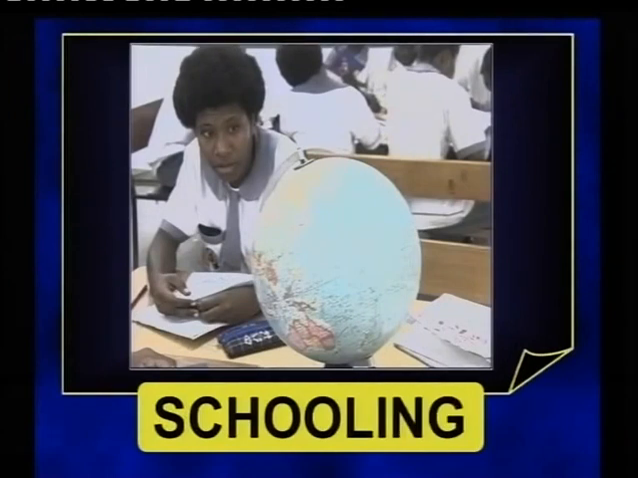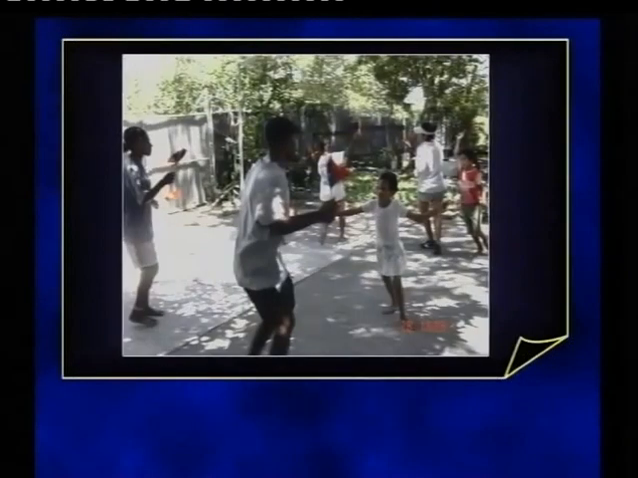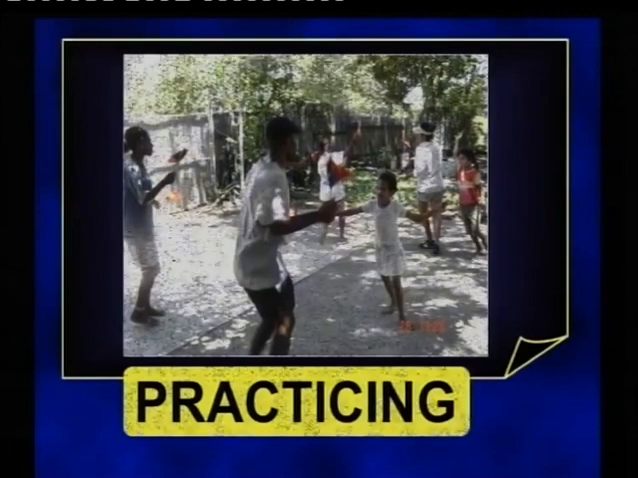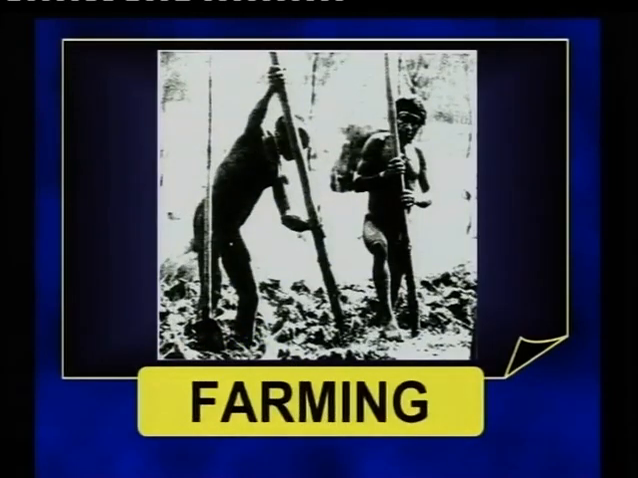All right, schooling, part of the human environment. And you can identify your friend in there. People practicing, playing. That's part of the human environment. Farming. How people use their land. So those are some examples of the human environment.